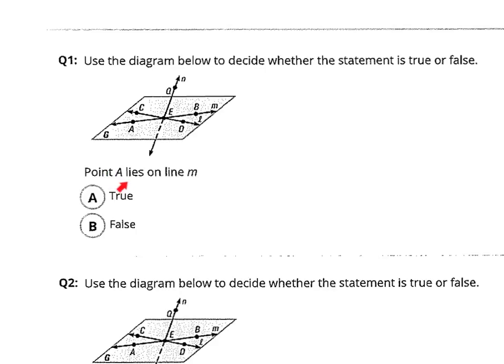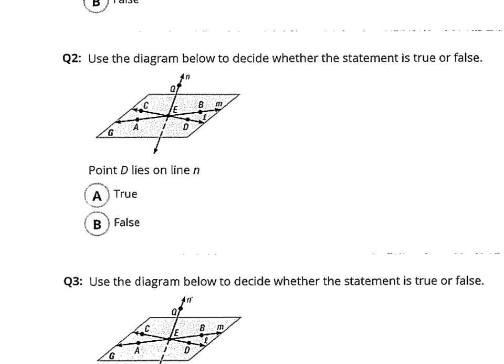Point A lies on line M. So here's line M right here. Does point A lie on the line, true or false? Number 2. Point D lies on line N. Here would be line N. Is point D on it, true or false?